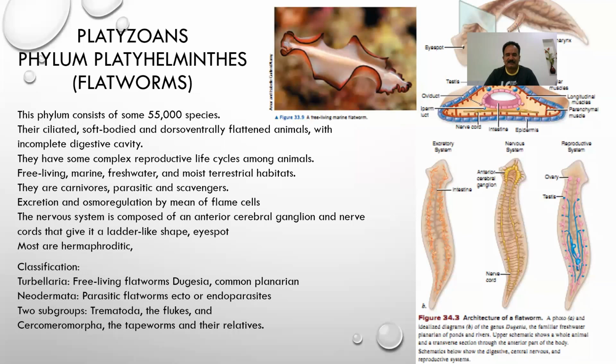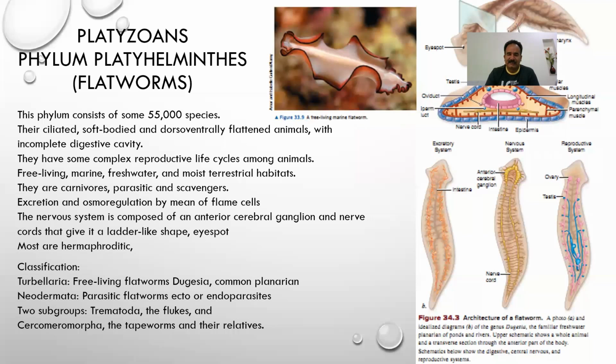If we look at their distribution and habitat, flatworms are widely distributed, some of them free living, both in marine and freshwater ecosystems. Some of them live in terrestrial habitats. A vast majority of Platyhelminthes also live as parasites in the body of animals. So flatworms, as we discussed, are soft-bodied and dorsoventrally compressed animals.